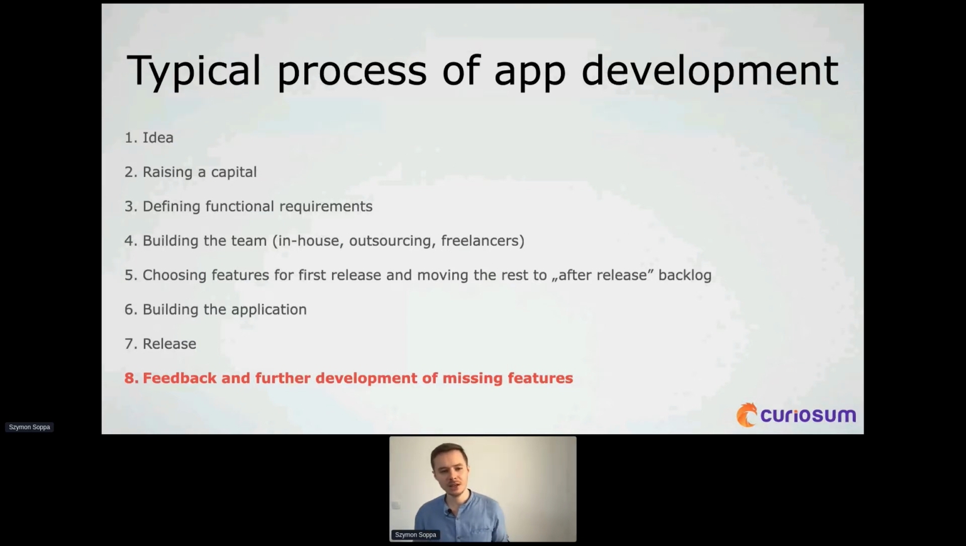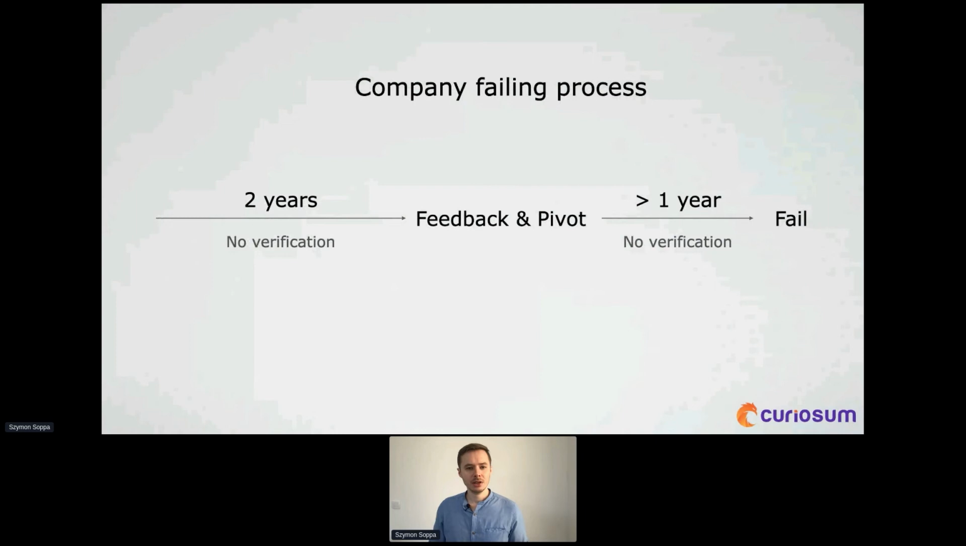And to give you an idea of what I mean, I will give you an example of a company failing process that I took part in as a developer. In particular, I joined this project when it pivoted. So it started as an idea. It took 2 years to develop the first version of the application. And the problem here is that there was no verification in this 2 year period. So that was just developing an app, no verification, and then here comes the feedback.